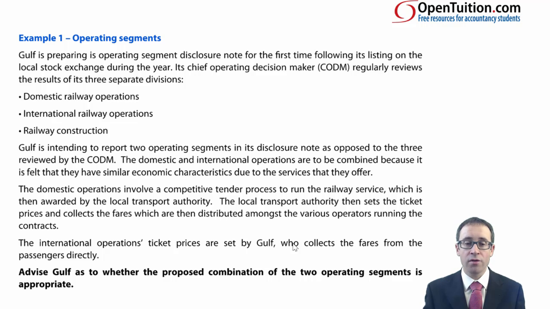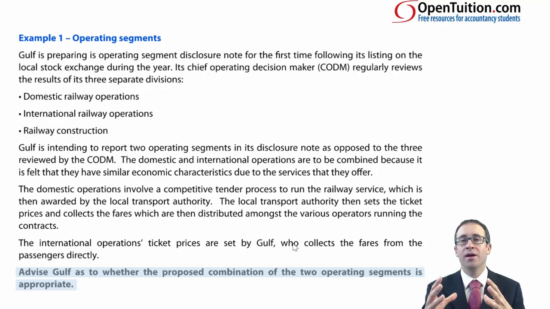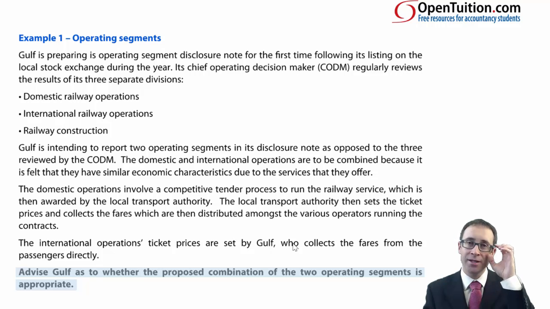So what you've got there is very similar to what we've seen previously in a P2 exam. It says, advise Gulf as to whether the proposed combination of the two operating segments is appropriate. If memory serves me right, what Gulf was trying to do is that it had several disclosures that it needed to make, but it wanted to combine some of the segments so that it was disclosing less and giving less information to its competitors. Gulf is preparing its operating segment disclosure note for the first time following its listing on the local stock exchange during the year.